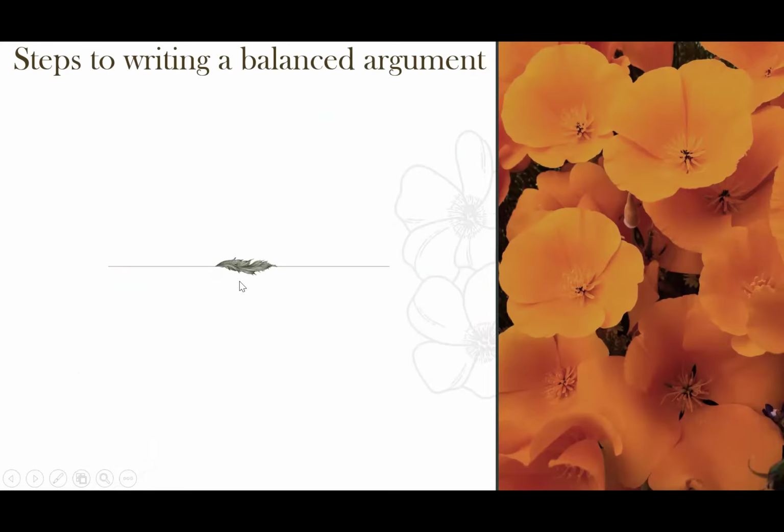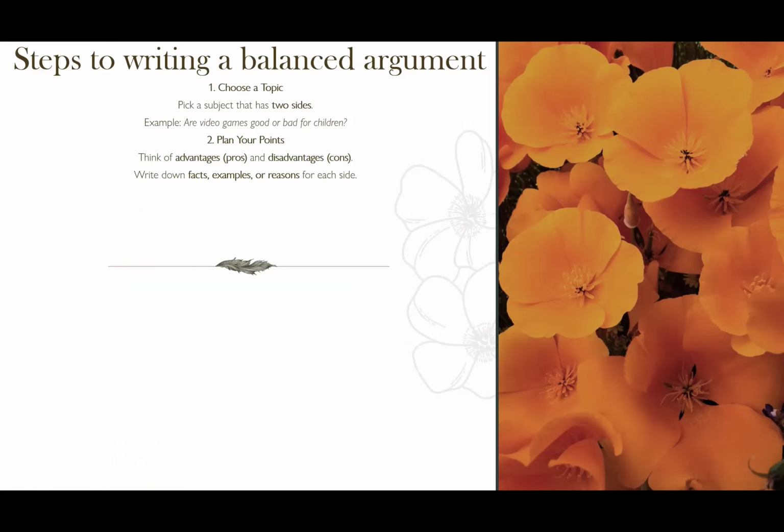Moving on are the steps to writing a balanced argument. First, we choose a topic. Pick a subject that has two sides. Examples are video games, good or bad for children. Two, plan your points. Think of advantages, pros, and disadvantages, cons. Write down the facts, examples, or reasons for each side.